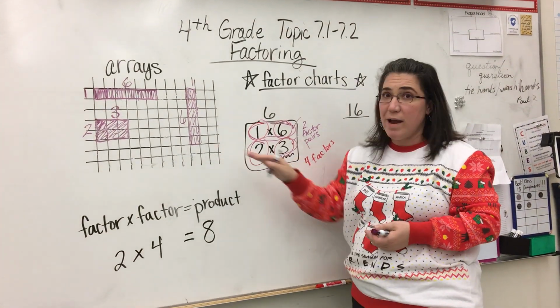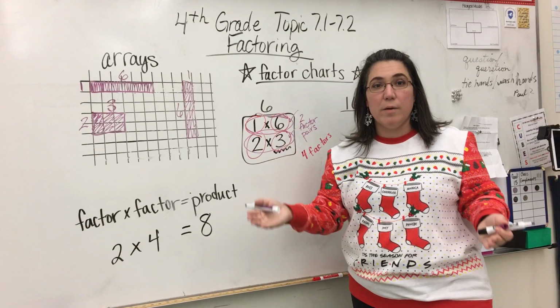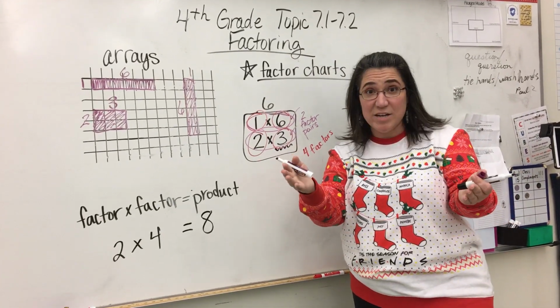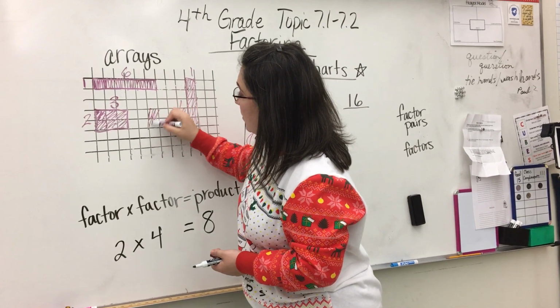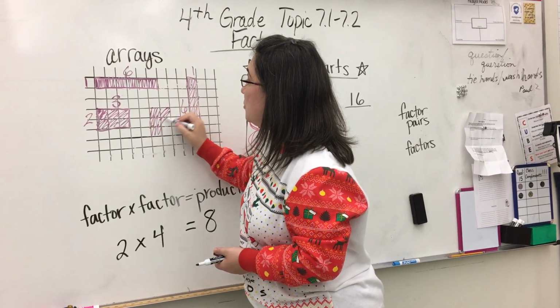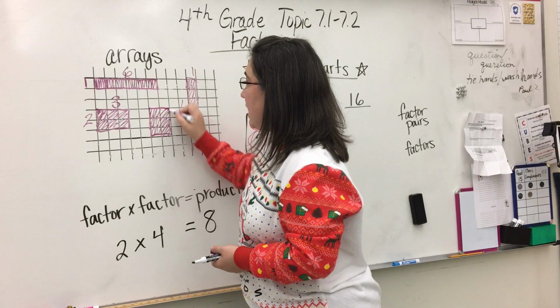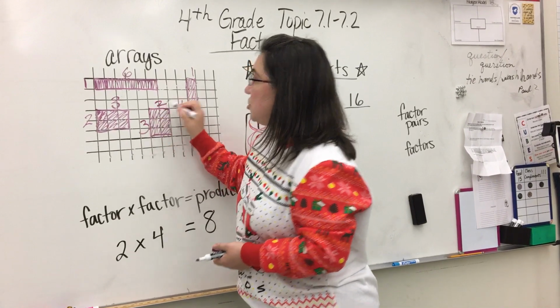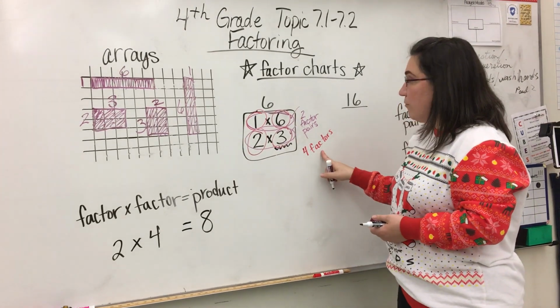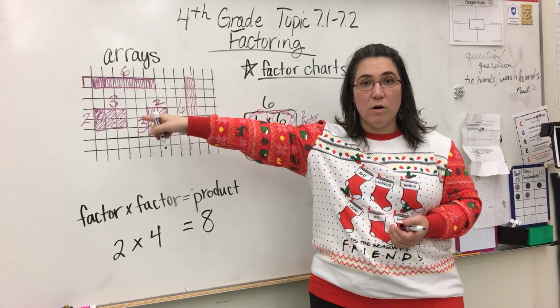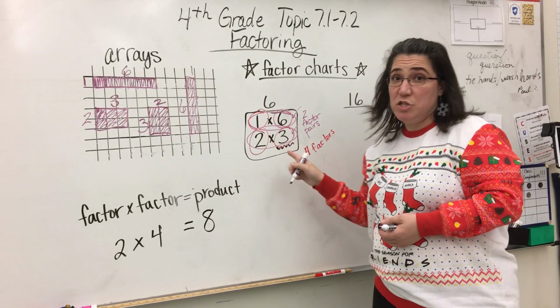Let's do the other one. We had 2 times 3 already. Let's flip-flop our factors, and we'll get 3 times 2. So this time it's going to be 3 long, but only 2 wide. So our new rectangle is a 3 times 2 rectangle. Now I've got all the arrays there are. I've got 4 arrays, but it's only 2 factor pairs.